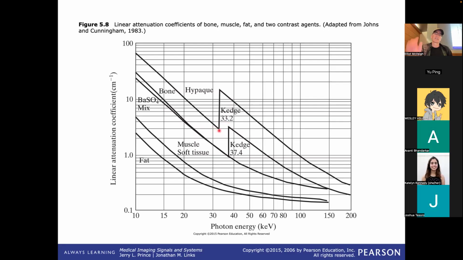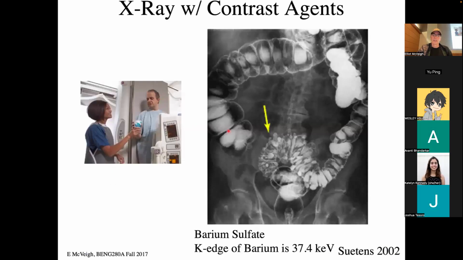What this means is that once the photons are above that energy, they have enough energy to knock out a K-shell electron. They need that much energy to get that job done. If they don't have that much energy, that will never happen. Once you get above that energy, you can start knocking K-shell electrons out, and so the linear attenuation coefficient changes for the material. That's called a K-edge. And the K-edge of barium is 37 keV.